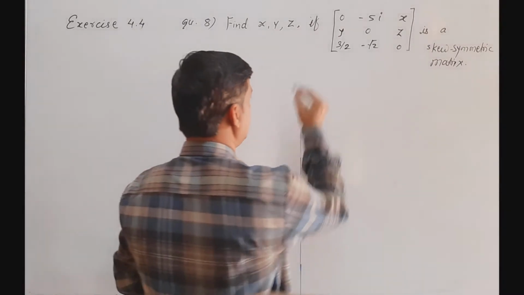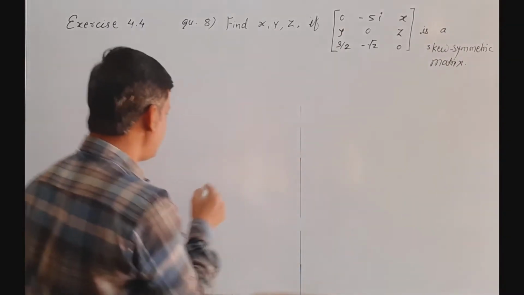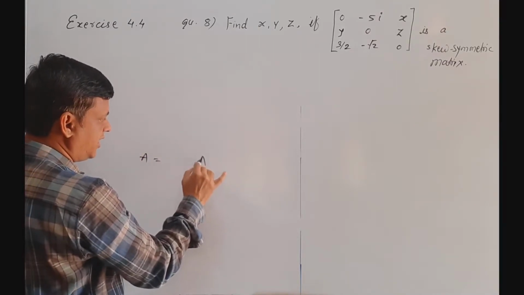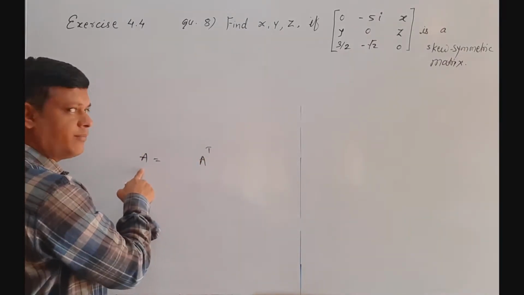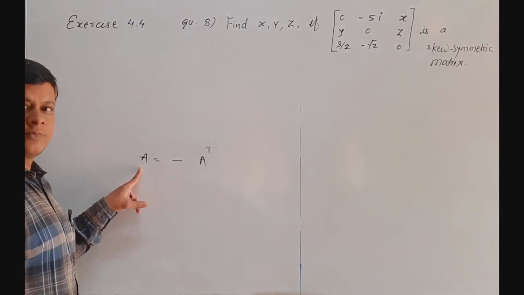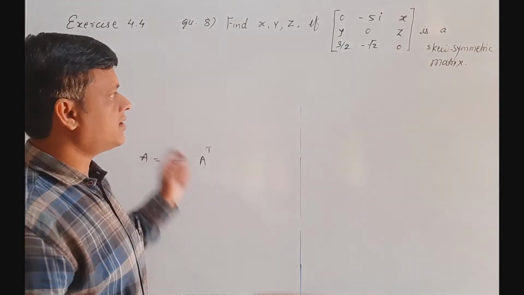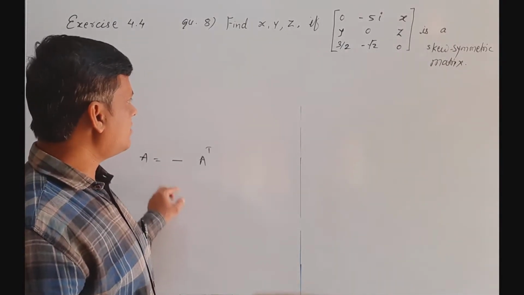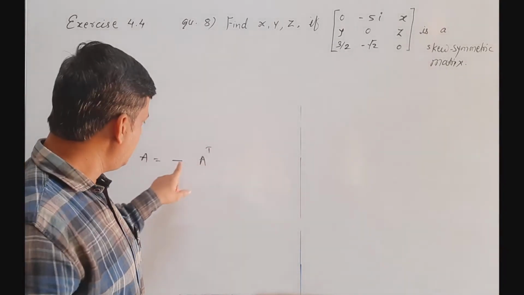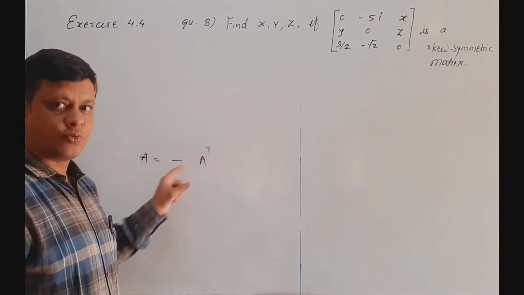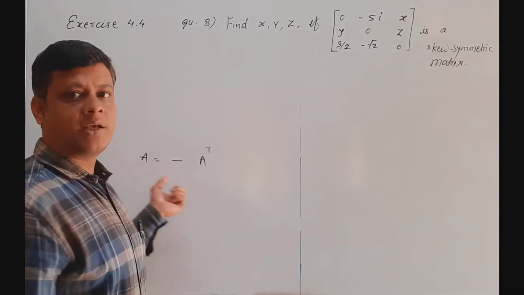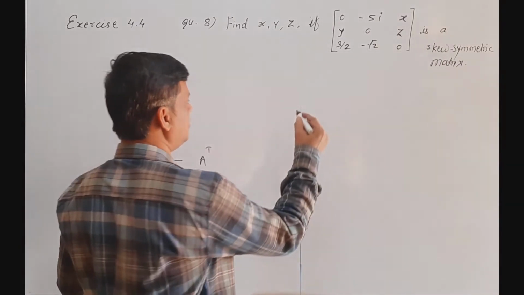Suppose the given matrix is A and we find its transpose, A transpose. If this condition is satisfied, A equals to minus A transpose, then the given matrix is a skew symmetric matrix. That means we have to take the transpose of the given matrix, then find minus A transpose, and equating that we get the values of x, y, z by the equality of matrices. So see here the procedure.